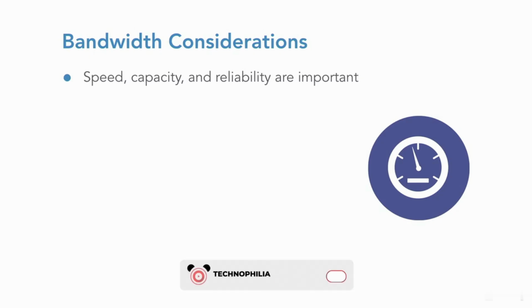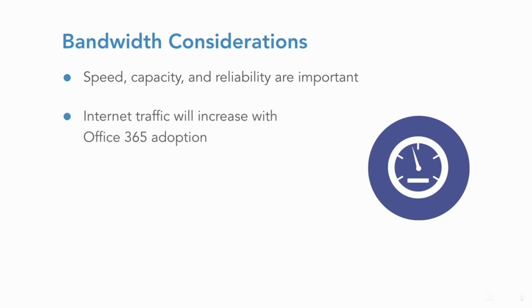The speed, capacity, and reliability of your internet connection is extremely important. When using a cloud-enabled service, such as Office 365, this will significantly increase your internet traffic. And with more users and devices, the more total bandwidth you'll need to provide.